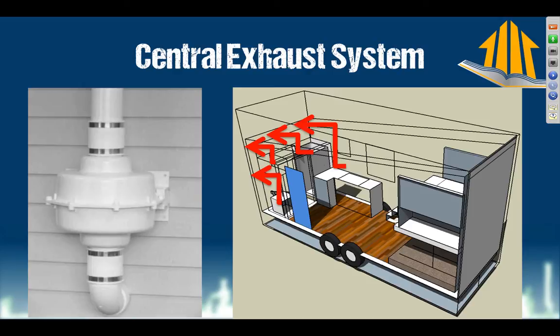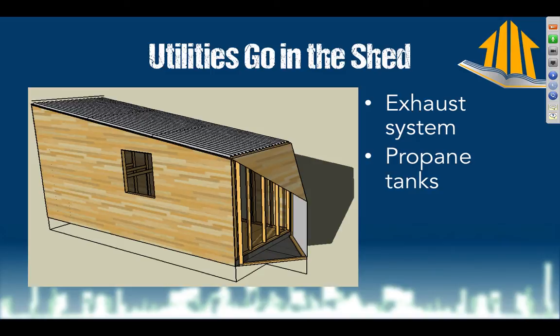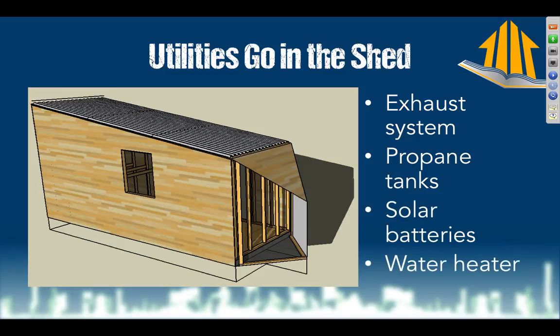So there's going to be 4 exhausts all tied into this one fan, and that fan is going to be able to be turned on and off. Now all the utilities are going to go in the front shed. Just to remind you, this shed is going to house the exhaust system, the propane tanks, because we don't want those kept inside, the solar batteries, and lastly, the water heater.